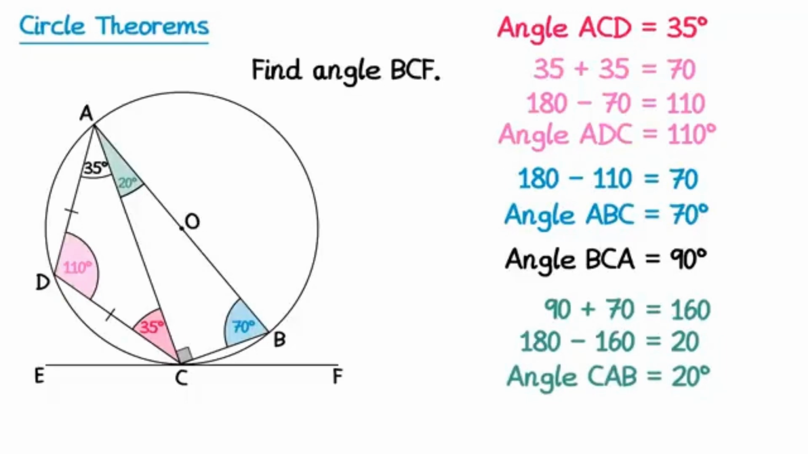We're looking for the angle BCF. We can use the alternate segment theorem to show that this is the same as the angle we just found. This 20 degrees here is the same as 20 degrees here.